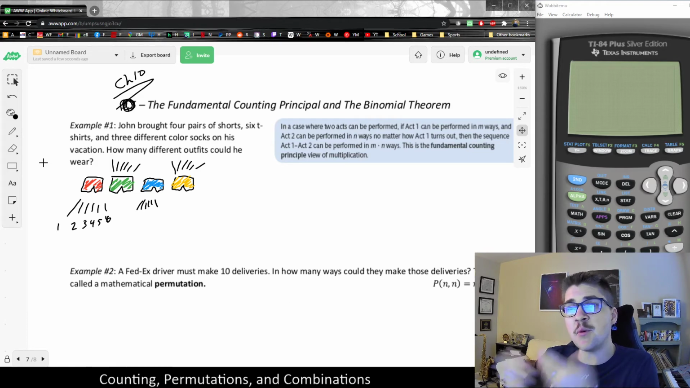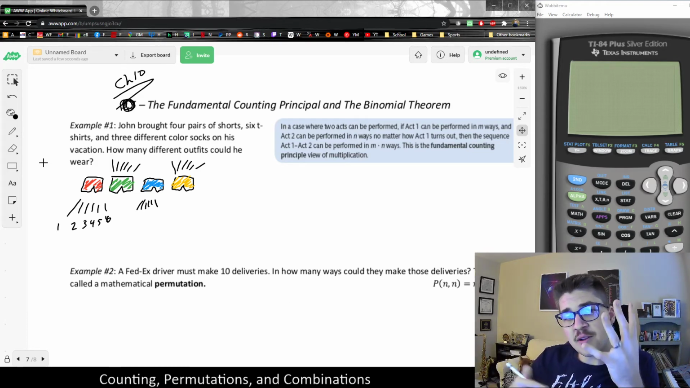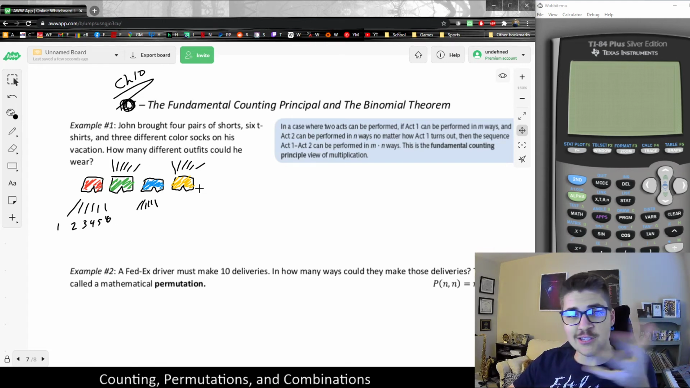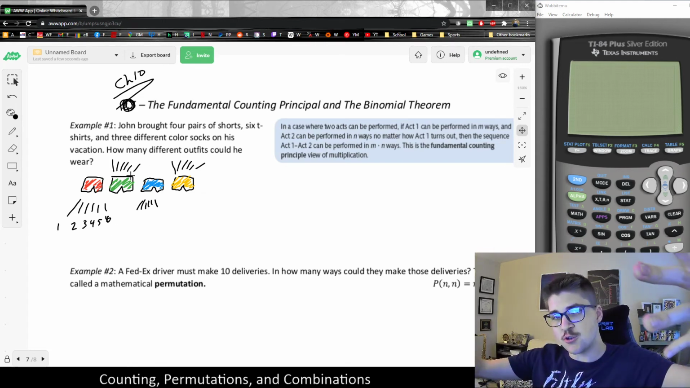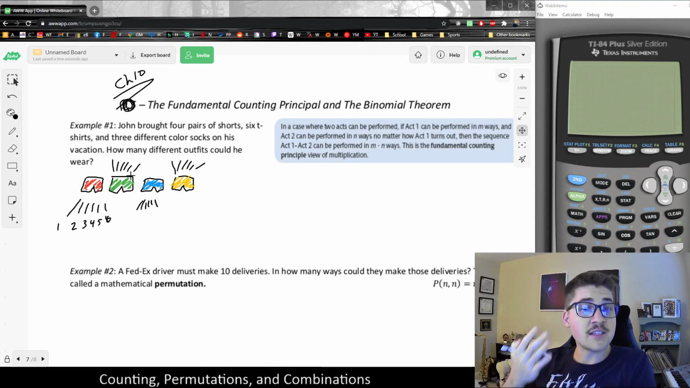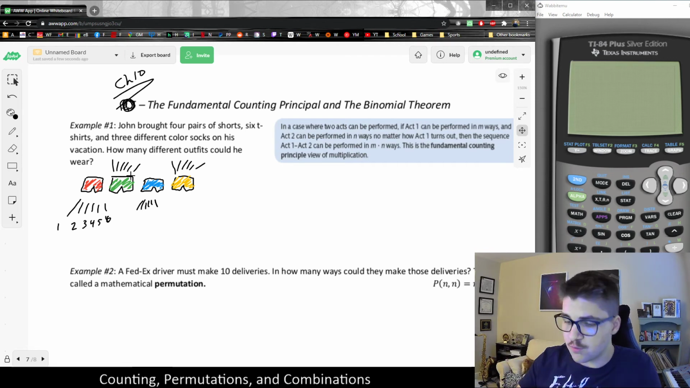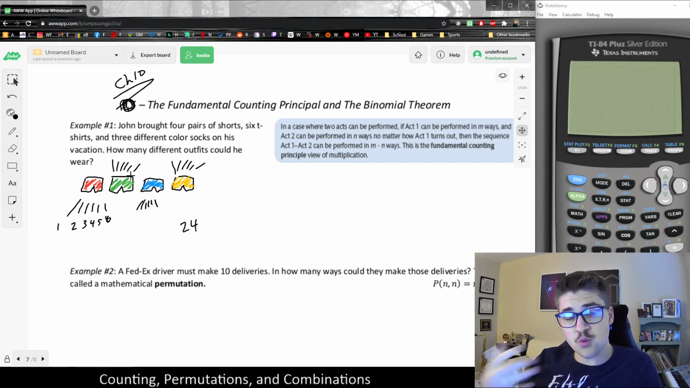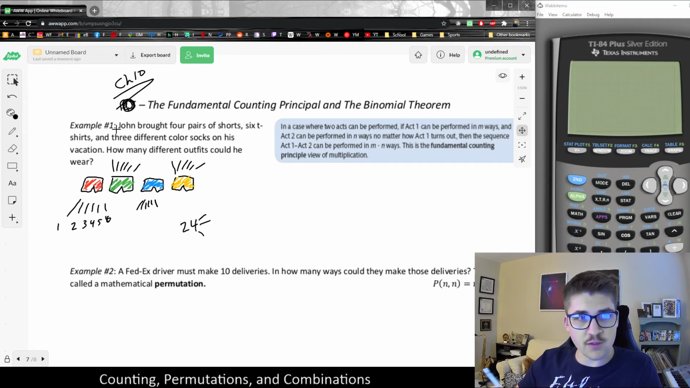Basically, what we can see here is he has 4 pairs of shorts, 6 shirts. That's 6 times 4, because each one of those sort of spreads out into 6 groups. Basically, it's a multiplicative effect. This is the idea of the fundamental counting principle. 4 shorts and 6 t-shirts makes a total of 24 outfits that he could wear. And then if you take each of those 24 outfits and throw 3 socks into the mix, you could pair any one of those 24 with 3 pairs of socks. Again, it would multiply it again.